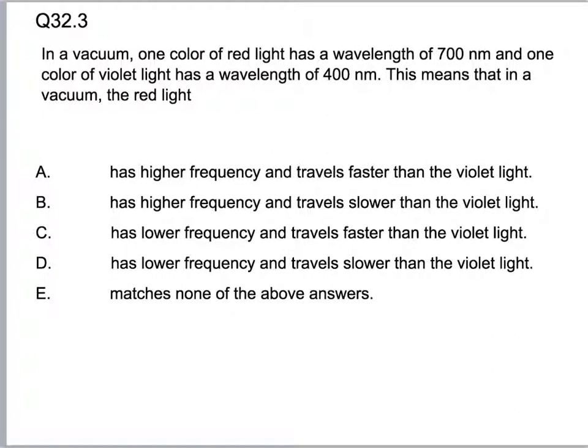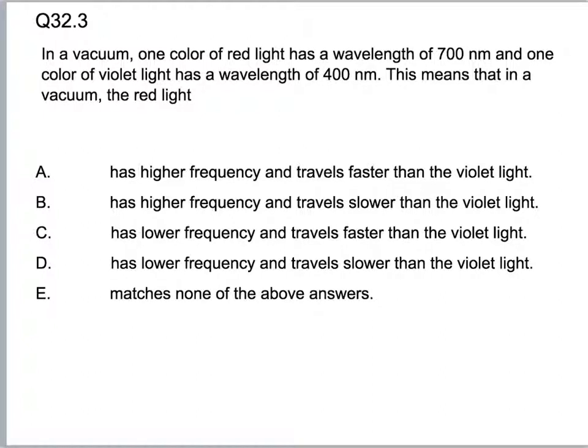This means that in a vacuum, the red light, we want to ask our question: does it have a higher frequency and travel faster than the violet? Does it have a higher frequency and travel slower? Does it have a lower frequency and travel faster? Does it have a lower frequency and travel slower? Or are none of these answers above?